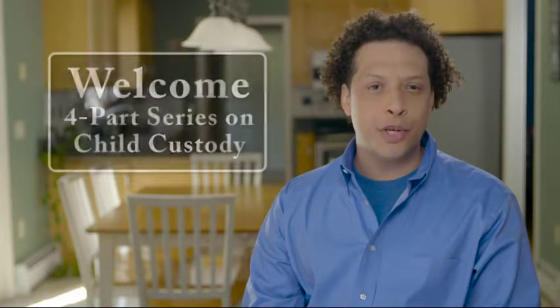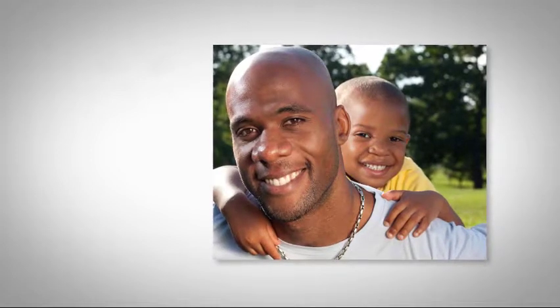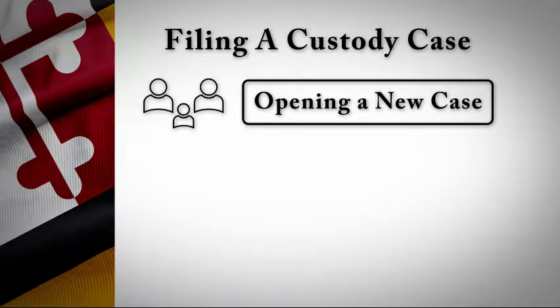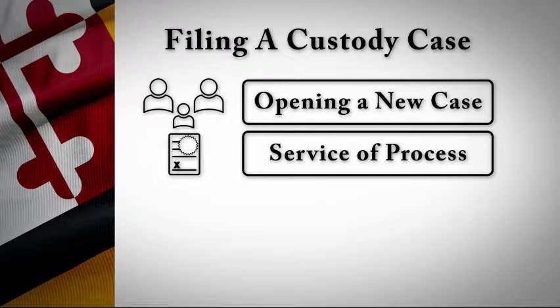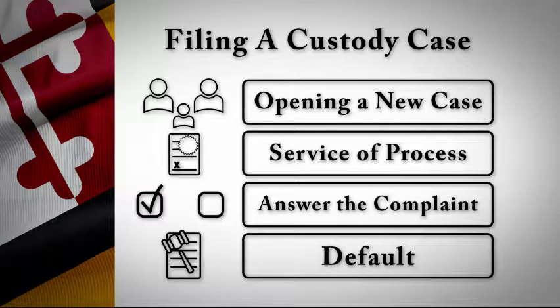In this four-part series, you'll learn about the process used to decide how a child's time will be divided between parents in custody cases, and how major decisions about the child are made. This video covers the steps in filing a custody case. We'll go over the documents you file to open a new case. We'll review service of process, which is how you deliver court papers to the other parent. You'll also learn how to answer the complaint if you have received custody papers. Finally, you'll learn about default, which may happen if a deadline is missed.